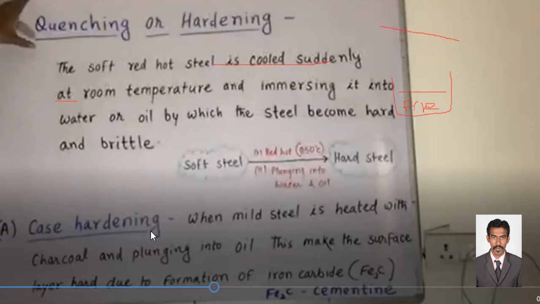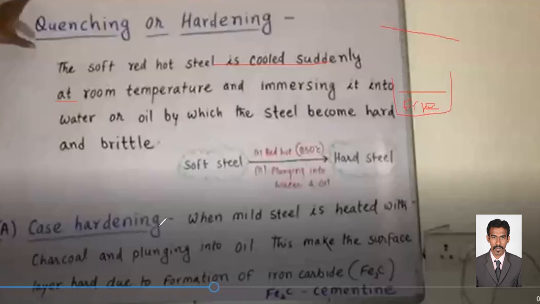In this, there is one type, case hardening, when mild steel is heated with charcoal and plunged into oil. This makes the surface layer hard due to formation of iron carbide, Fe3C. This iron carbide, cementite, you don't need to worry about these words. Now we are going to study them.